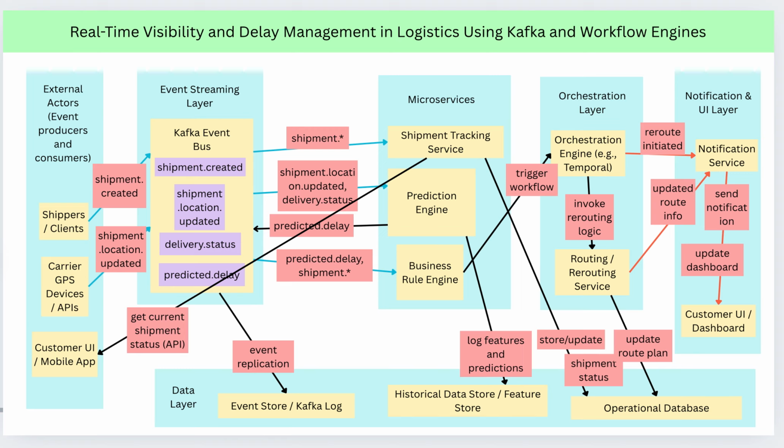Then we have the customer UI mobile app. This is actually a consumer of processed events. The UI will receive alerts, real-time status, and updated ETAs later in the flow.